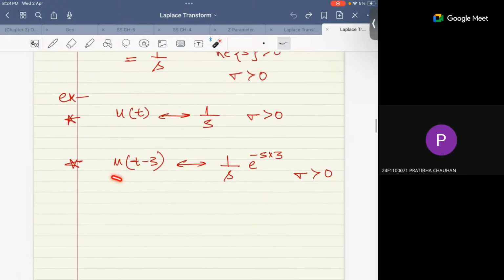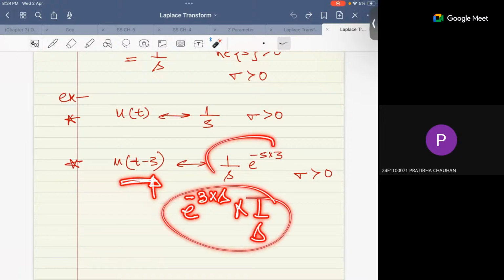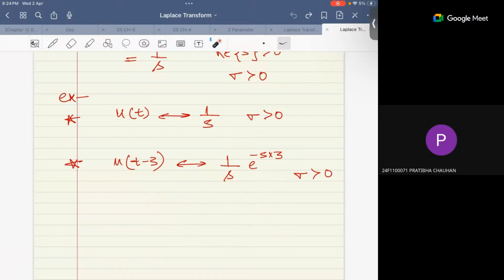Now, if you have been asked to calculate for u of t minus 3, if you are just delaying the signal, shifting the signal right hand side, what will happen? The ROC will not get changed. The only thing that will happen is e to the power minus 3 times S will get multiplied with 1 upon S. This will be the Laplace transform, but the ROC will not get impacted. Okay, is this clear to everyone?